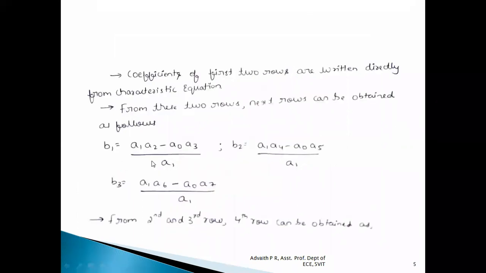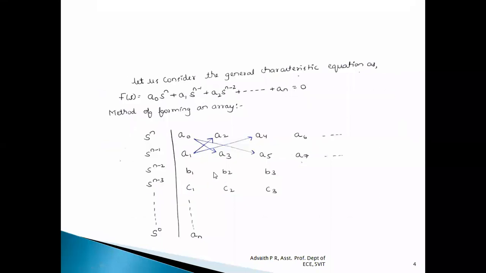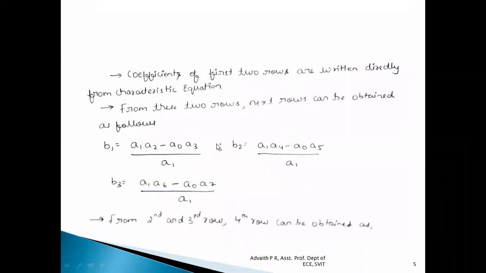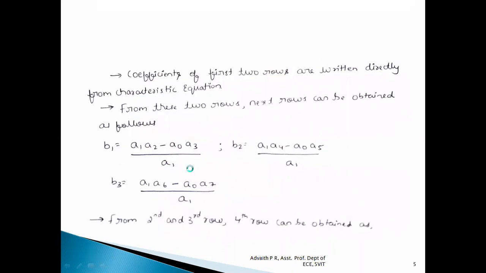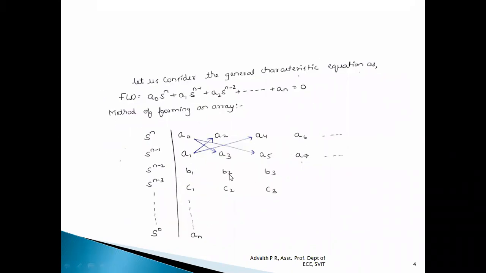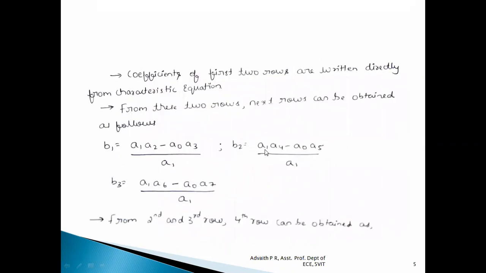B1 will be equal to A1 multiplied by A2 minus A0 multiplied by A3, divided by A1. Similarly, to find B2, we'll be using the formula A1 multiplied by A4 minus A0 multiplied by A5, divided by A1. The same thing is written here.